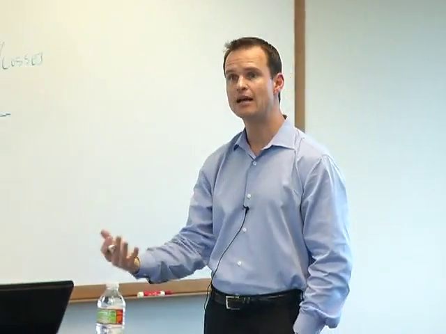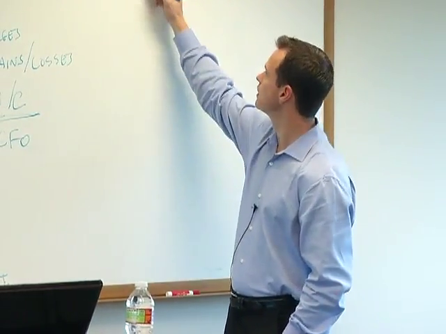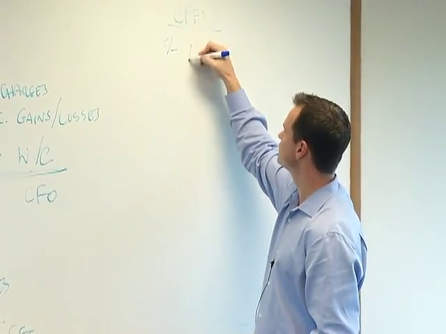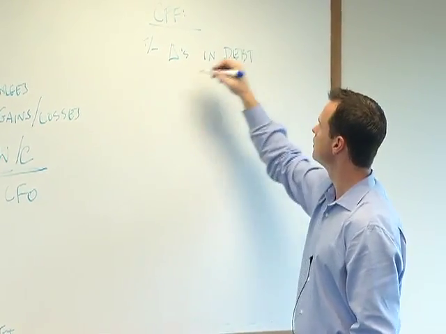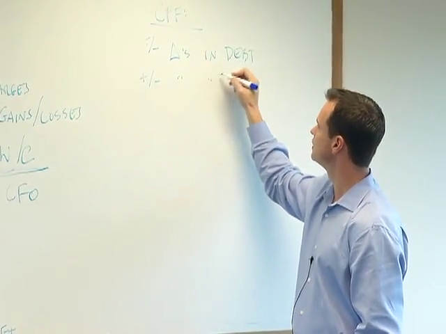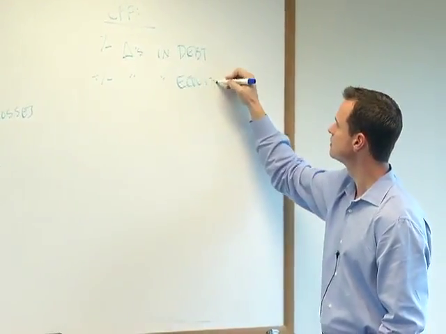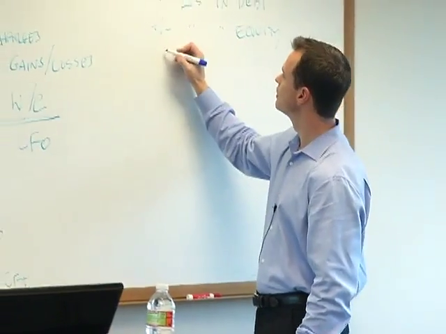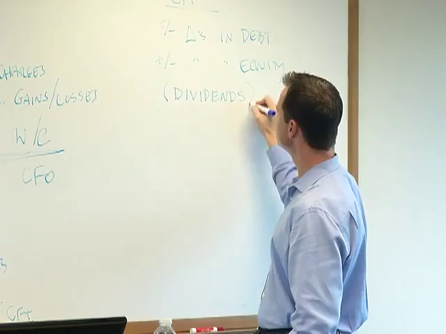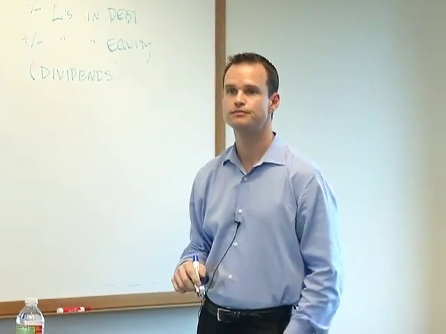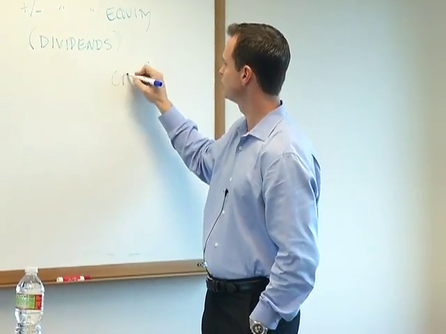If we're repaying debt, obviously that's a use. Okay, so plus or minus basically changes in debt, plus or minus changes in equity accounts. All right, so if we're selling more stock and getting cash in, that's a source. If we're buying back stock, treasury stock, that'd be a use. Okay, if we pay dividends, that would be a use of cash, etc. We'd add all those up, that would be our cash from financing.